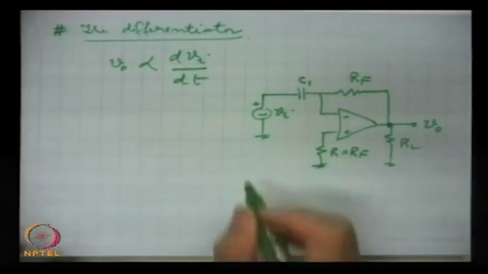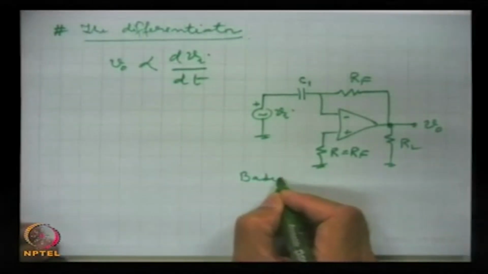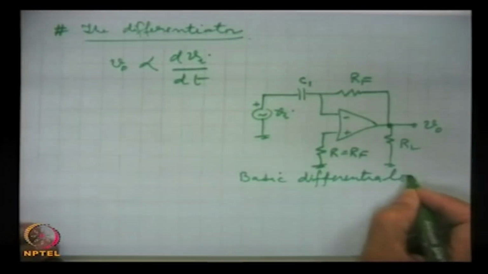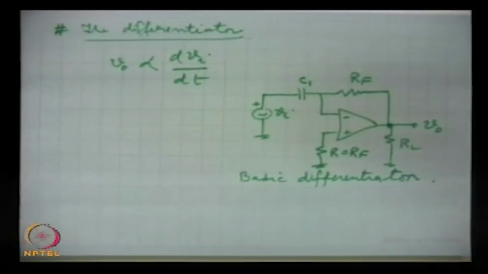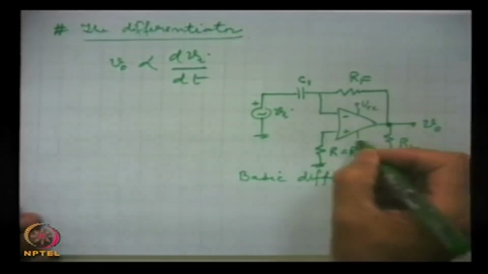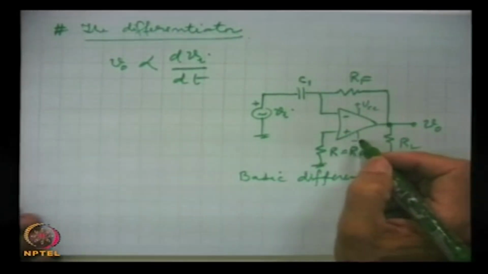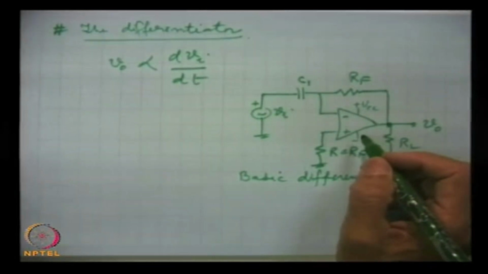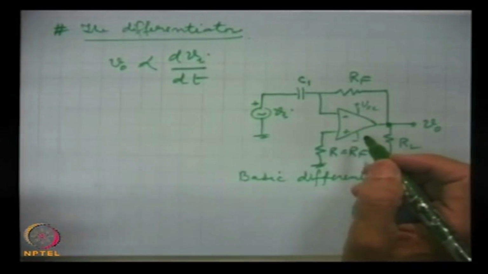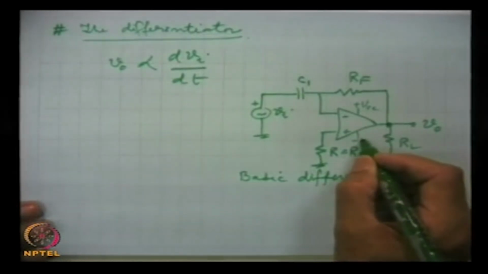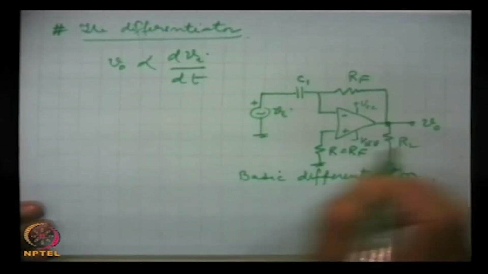This is the basic differentiator. And of course, these power supplies are there, which are not essential to be shown because it is implied that they are there. Repeatedly I am saying, no electronic circuit will function unless the transistors in the device are properly biased, and for biasing we need the DC supply. So, these are two supplies here.